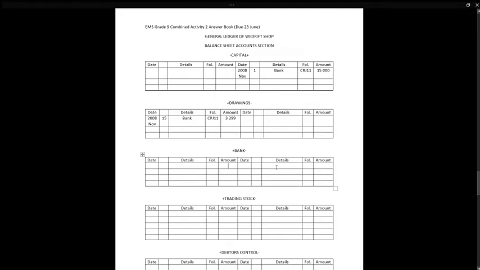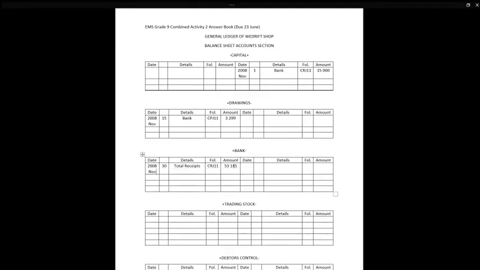Right, so we received 53,145 Rand. I got this from my cash receipt journal 11, and my details will be total receipts. Right, so this is a total of a column. When you work with the total of a column, you need to use the last day of the month to include all of the transactions that took place throughout the month.